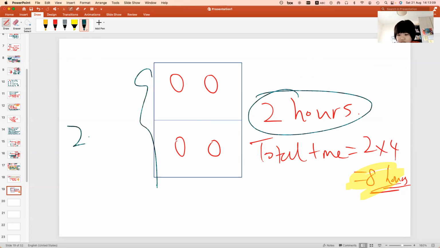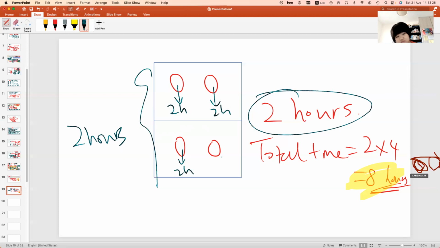You book the court for 2 hours, yes, but you let everybody enjoy 2 hours. Not everybody, actually, 4 of them. So basically, this guy got 2 hours to play, this guy got 2 hours to play, this guy got 2 hours to play, and this guy got 2 hours to play. So the total time is actually 8 hours.